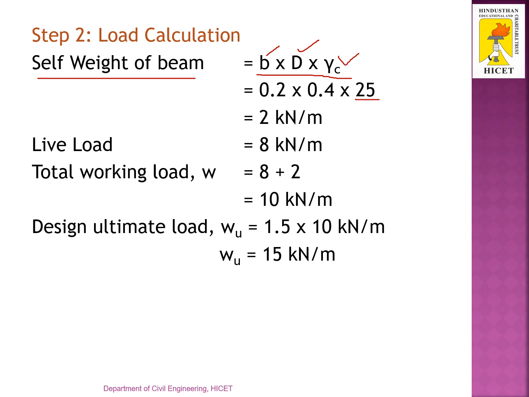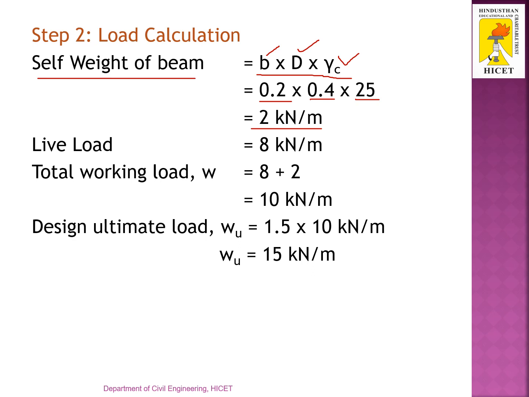So the dimensions are in meter. You have to convert all the dimensions to meter. So 200 mm is equal to 0.2 meter. 400 mm is equal to 0.4 meter. So 0.2 into 0.4 into unit weight of concrete, which is 25. So we get the self weight of the beam is equal to 2 kilonewton per meter.